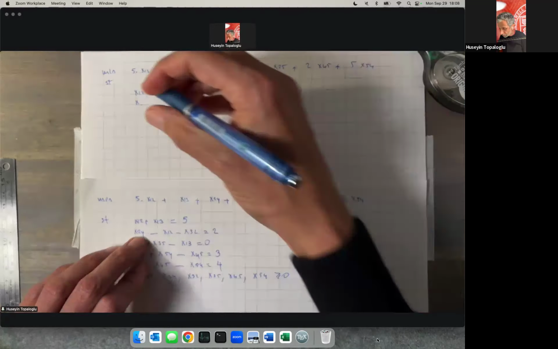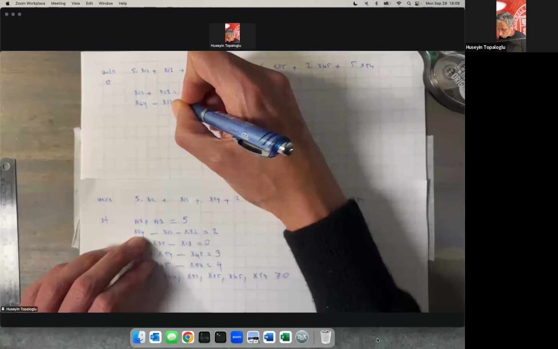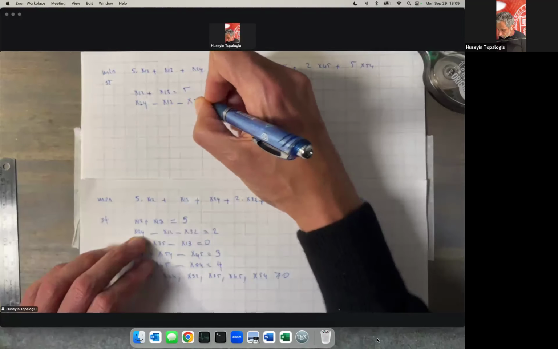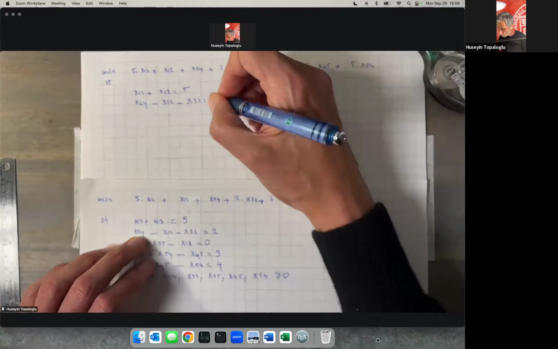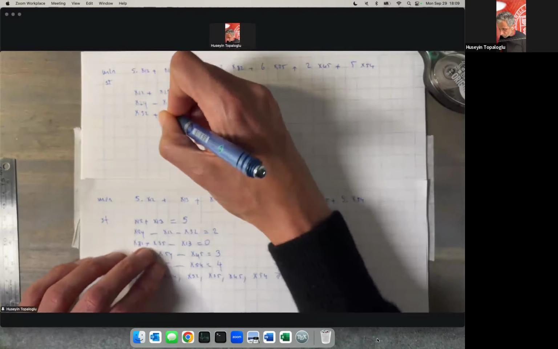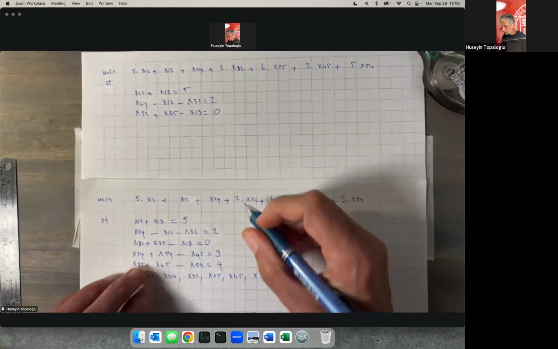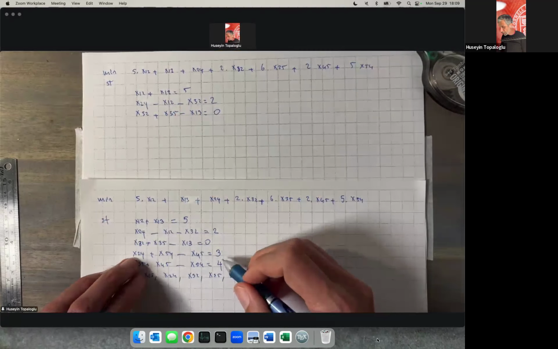x12 plus x13 equals 5. x24 minus x12 minus x32 equals 2. x32 plus x35 minus x13 equals 0. So now let's write these constraints by just multiplying them by -1.